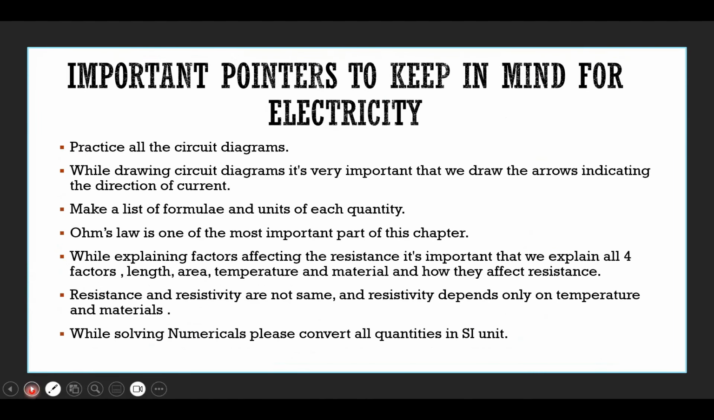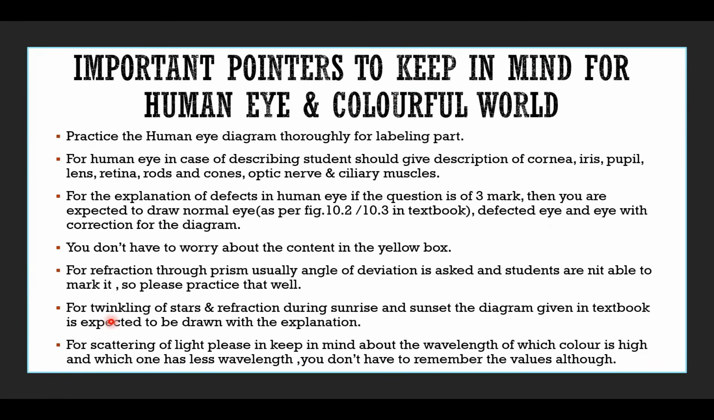Coming up to the next concept, when we are talking about twinkling of stars and refraction during sunrise and sunset, we have to make it a point that we are drawing the diagram along with the explanation. For scattering of light, please keep in mind the wavelength. Red light has maximum wavelength, and blue or violet light has the least wavelength, which is needed when we are talking about the scattering of light concepts.